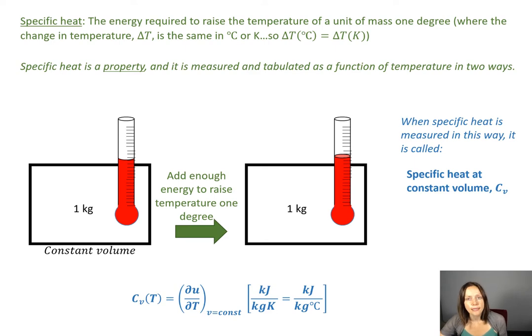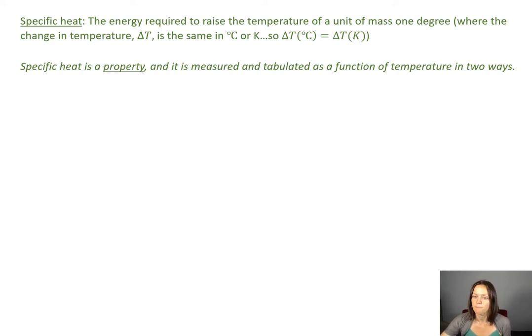But you may see it written as kilojoules per kilogram degrees Celsius. Just keep in mind that if you have a CV of 2 kilojoules per kilogram K, that's equivalent to 2 kilojoules per kilogram degrees Celsius, because that temperature unit is referring to the temperature change, which is the same in degrees Celsius as it is Kelvin. So just keep that in mind. There's no unit conversion necessary.